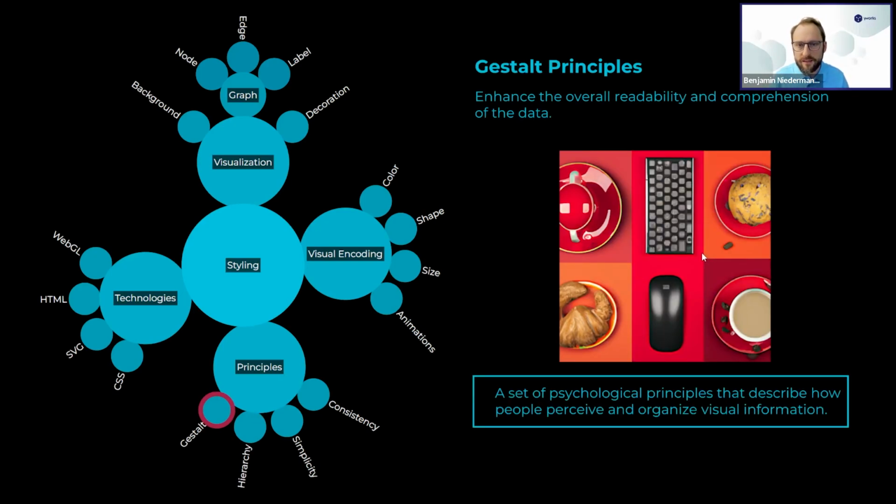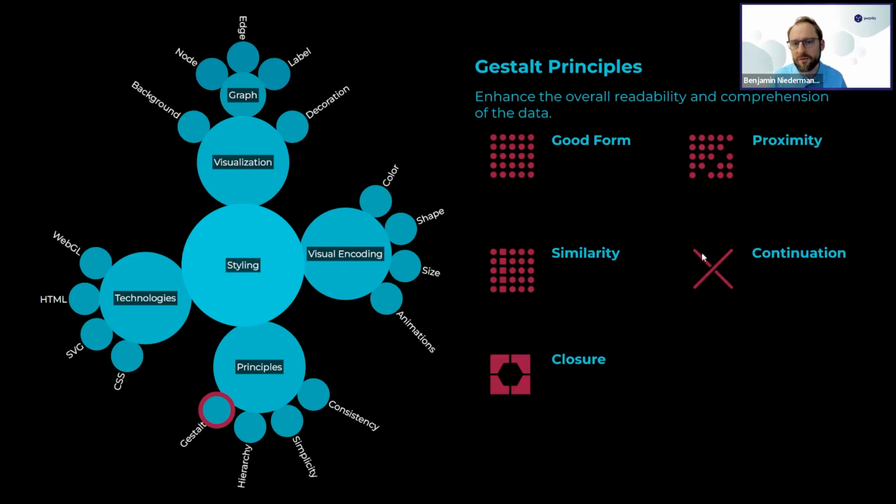And finally, I would also mention the Gestalt principles. Here, the idea is these are a set of psychological principles that describe how people perceive and organize visual information. There are different definitions, or different principles within these Gestalt principles, and I would like to mention the most important for graph visualizations. So this is good form, proximity, similarity, continuation, and closure.